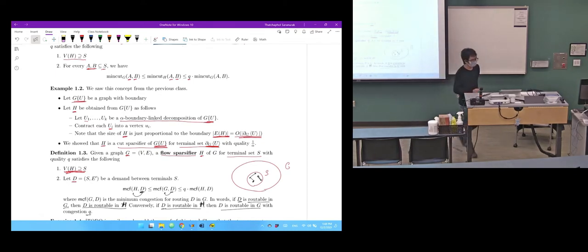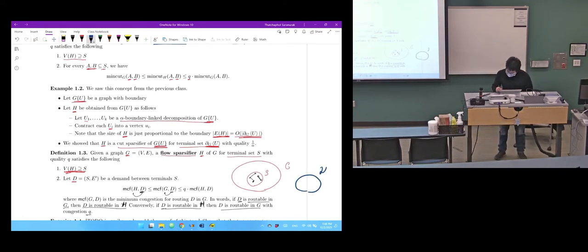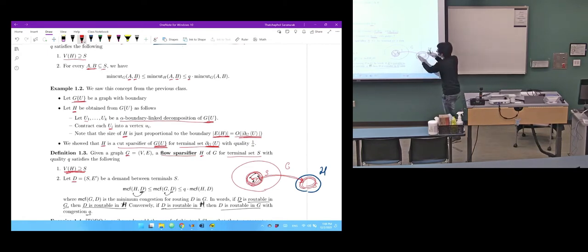So H itself can be small. It contains S, but it has large enough capacity so that any flow between S is routable. Any flow between S that is routable in G must be routable in H too. But now if you get some routable flow in H, it can be routed in G too. Because H should be at least large enough for the flow, there might be some blow up when you want to route back.